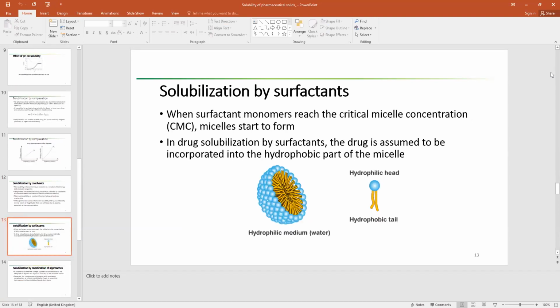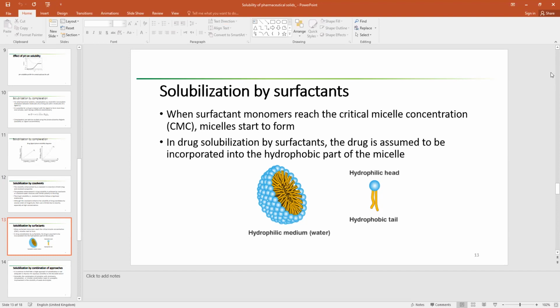Another technique that can be used to enhance solubility is solubilization using surfactants. As you are aware, the surfactant monomer can reach the critical micelle concentration, which is the lowest point of surface tension reduction according to addition of those surfactants, and then those surfactants start to assemble in the solution, forming something we refer to as micelles.